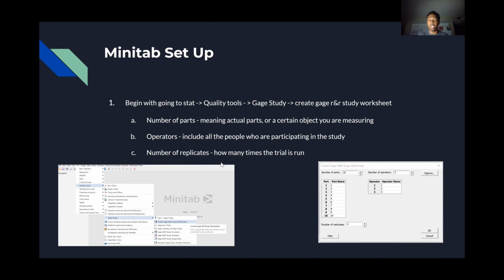When it comes into it, you have 3 main parts. You have number of parts, which is how many parts are going to be part of your study. What are you going to be studying? So if you need to do 10 parts, 10 trials, that's what it's going to stand for. Number of operators, how many people are working on it? You can label your operators 1, 2, 3. We put our names in there so we knew who was doing which. And then number of replicates, how many times is this trial going to be run? Are you measuring this can 3 times in a row? Are you going to be measuring this can 5 times? That's what that stands for.